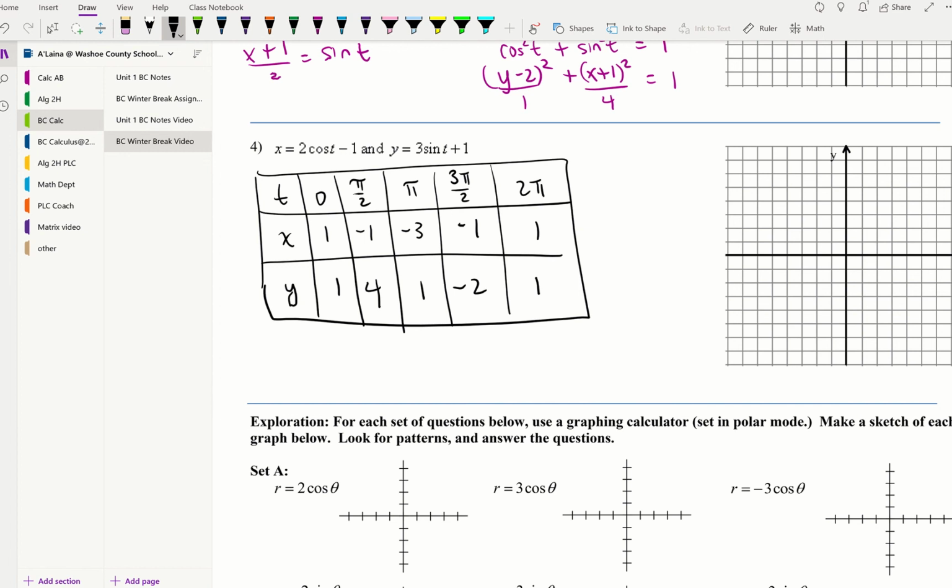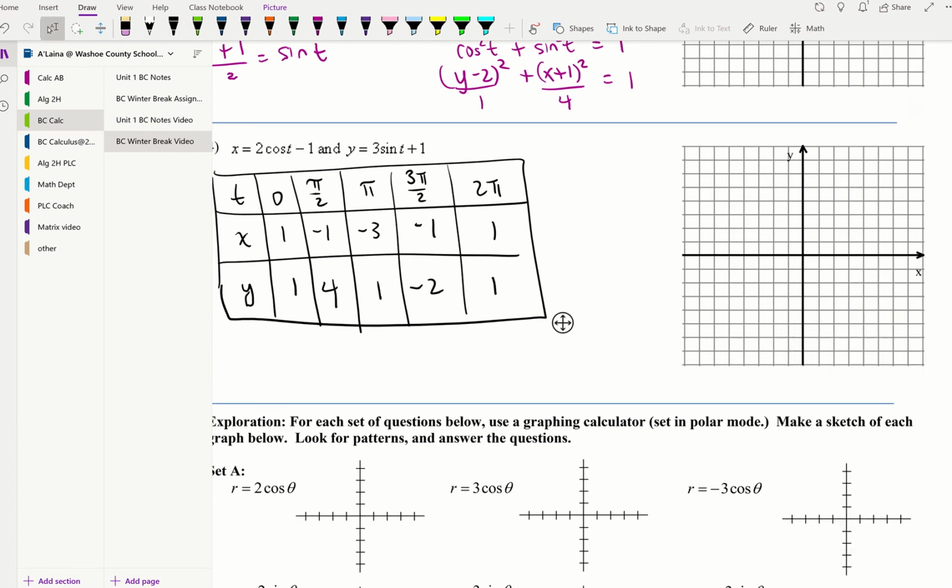I'll plot these x, y points now. So let's see. The first point is 1, 1, the next point negative 1, 4, negative 3, 1, negative 1, negative 2, and 1, 1. And again, we have this ellipse. And if I plot them in order from when t goes from smallest to largest, we're going around this way.